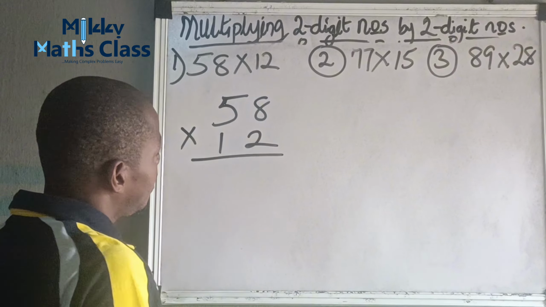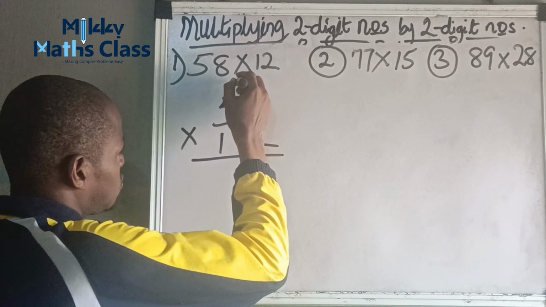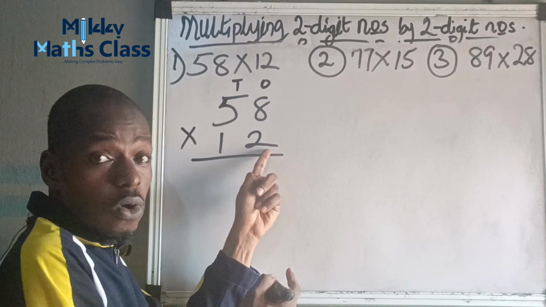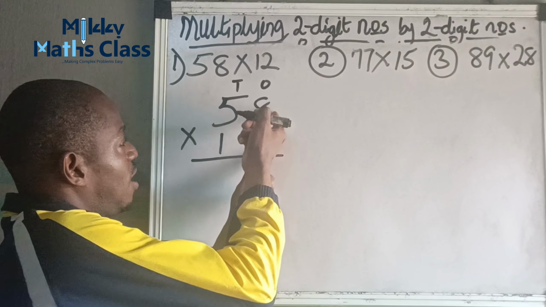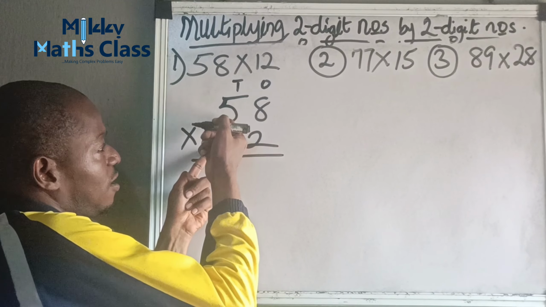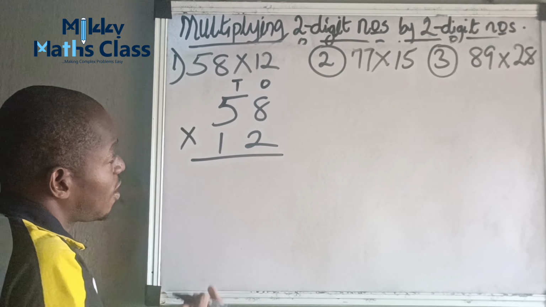You rule your line here. Of course, this is the ones and the tens part. The first thing, we use the ones digit to multiply this and this. When we are done, we use the tens digit to multiply this and this, and add what we have multiplied.